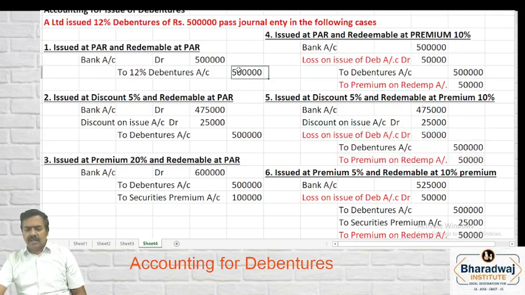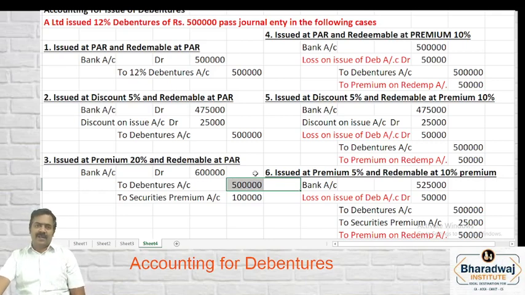And you can check in all the cases, debenture is credited at what value? Face value. Let it be issued at par value or discount or more than face value. Always debenture is recorded at what value? Face value. Premium issue, it will go to securities premium. If it is issued at a discount, it goes to what? Discount on issue account.